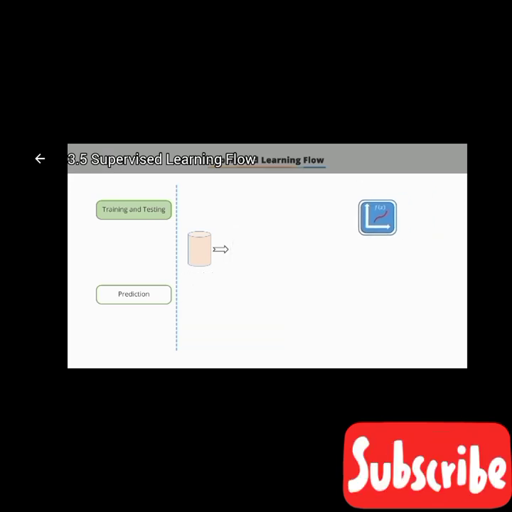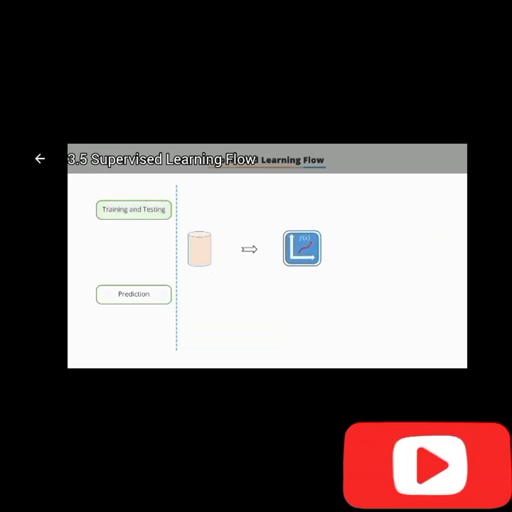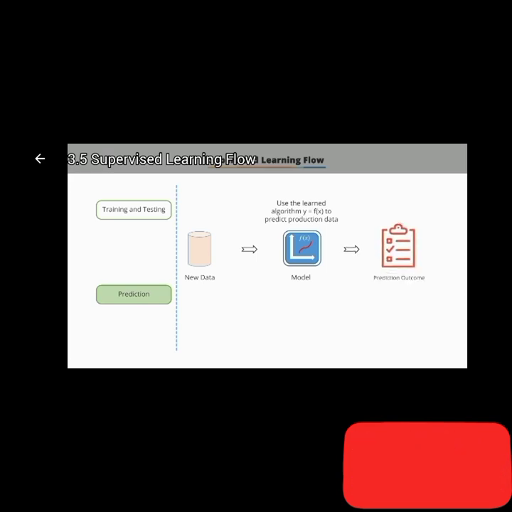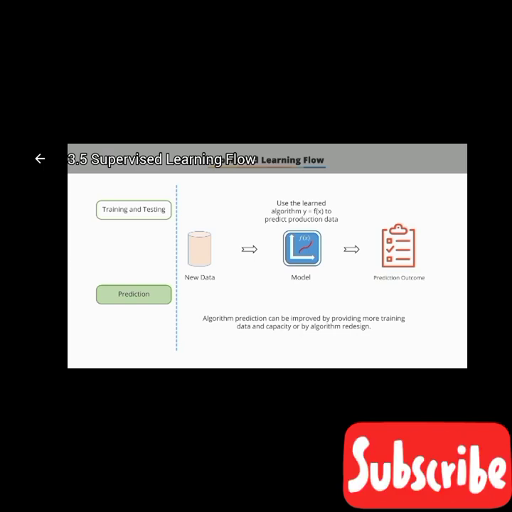Now, when you have tested the data, you may want to use it to make predictions and gain insights. So, let us understand prediction. Once you get the model validated outcome from the training and testing phase, use that as new data for prediction. Apply statistical modeling and use the learned algorithm Y equals f(X) to make predictions. You will get the prediction outcome as the output from the statistical model. Algorithm prediction can be improved by more training data, capacity, or algorithm design.